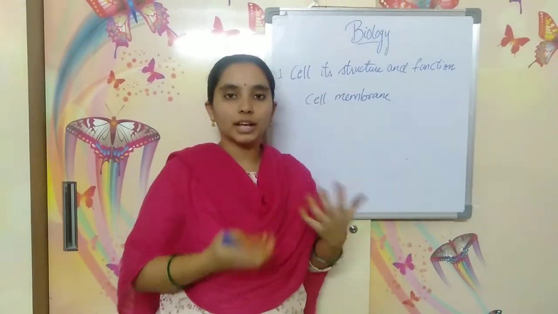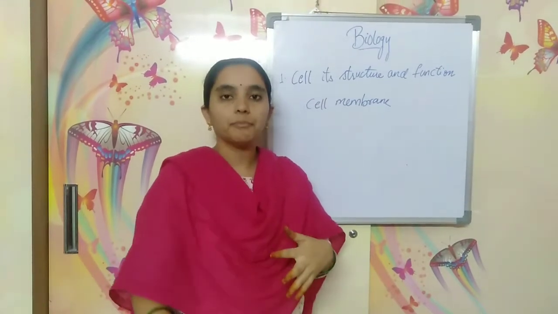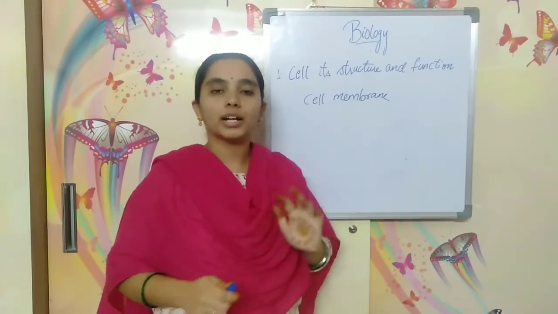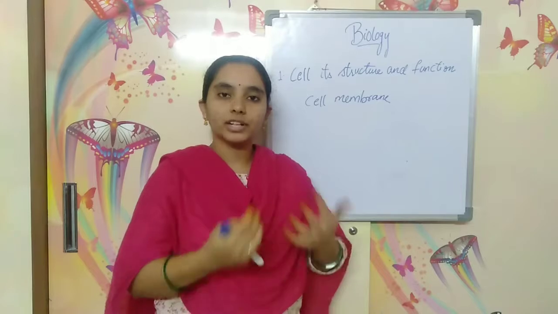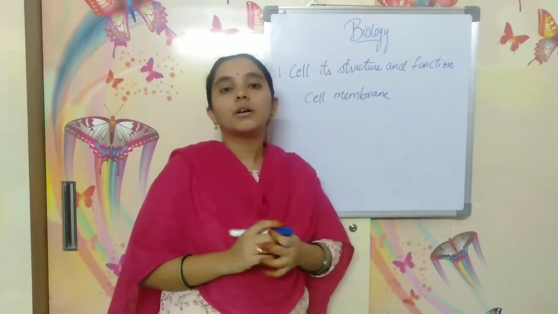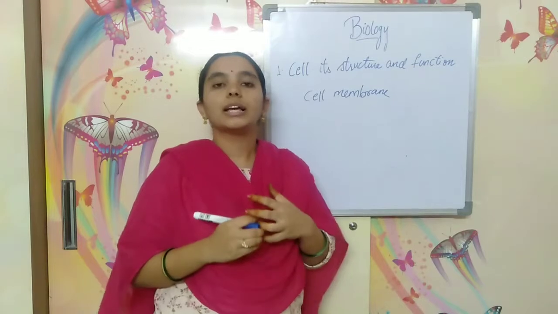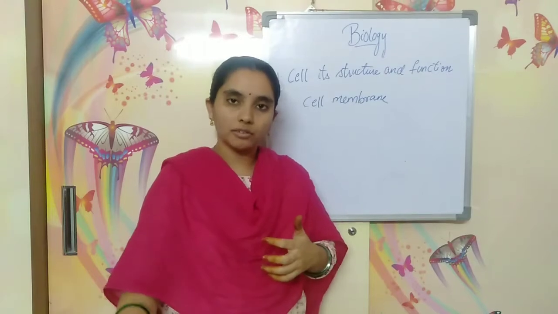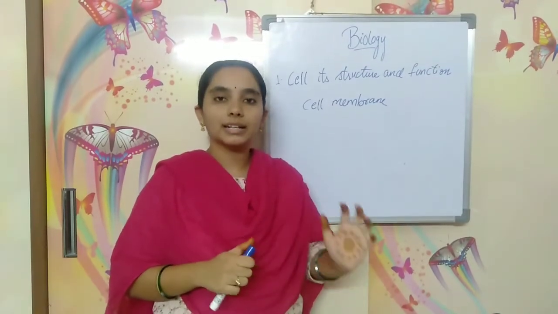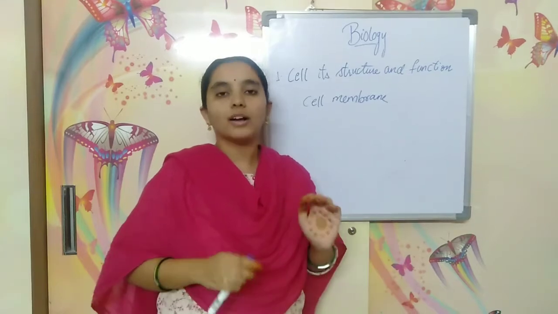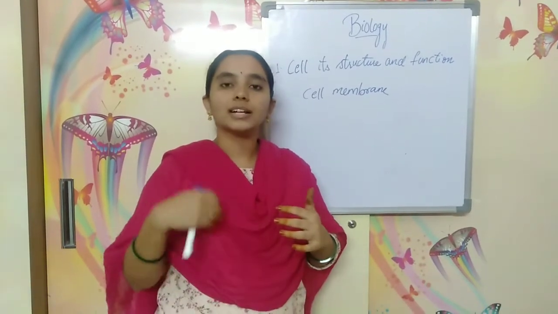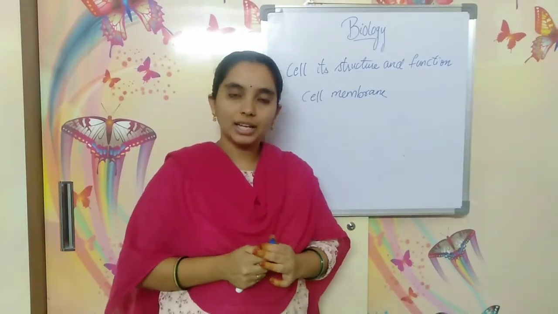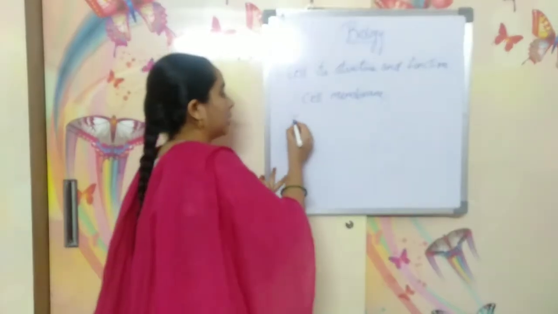If the cell has to take in food or give out some waste material out of the cell, the cell membrane is very important in this process of taking in and giving out. As you know, the cell membrane cannot take everything inside. It takes only selective materials inside, or sends out selective materials from the cell. That is why it is called a selectively permeable membrane.